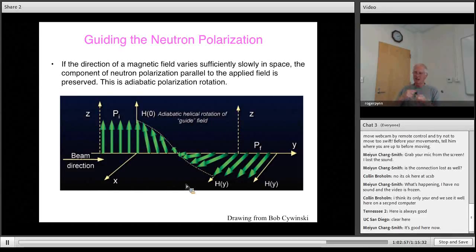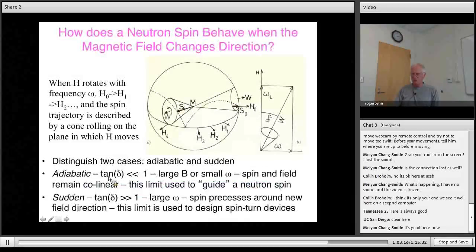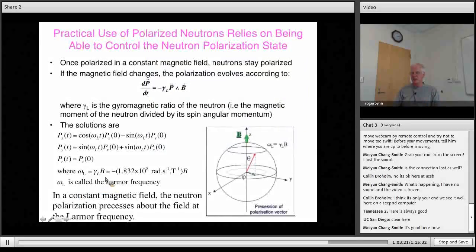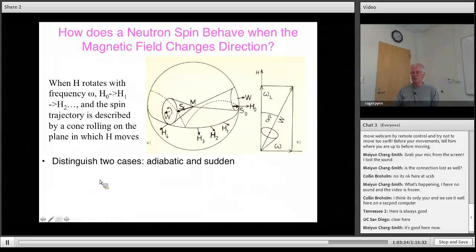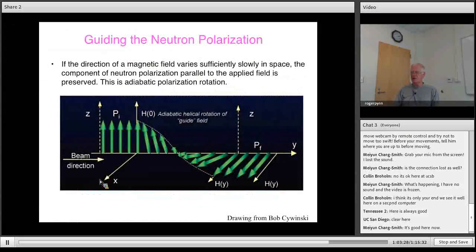So you need a little compass to tell you which direction the magnetic field is in, and then you need a Hall probe to tell you what the magnitude is, because you're going to want to know whether you've got a large enough guide field, whether the Larmor precession frequency is large enough, and as I told you, the Larmor precession frequency is just proportional to the magnetic field. So the bigger the magnetic field you have, the larger the Larmor precession frequency, and the faster you can afford to rotate the magnetic field and have the neutron follow it.